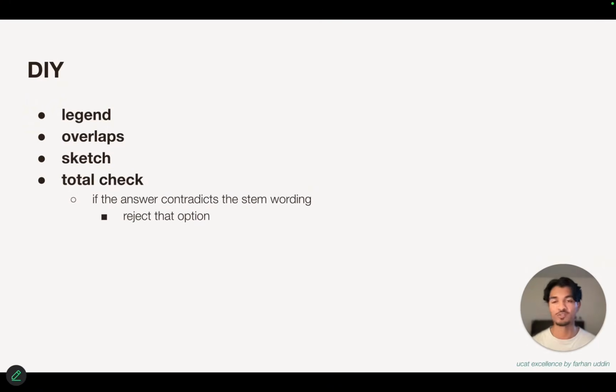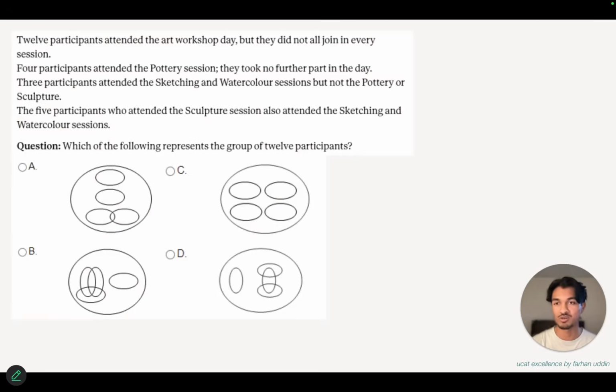Then, with the total check, nothing exciting here. If the answer contradicts the STEM wording, then you reject that option. So let's get into it. This is one of those questions. Pause the video now and apply the LOST method. All right, let's go through this question together now.